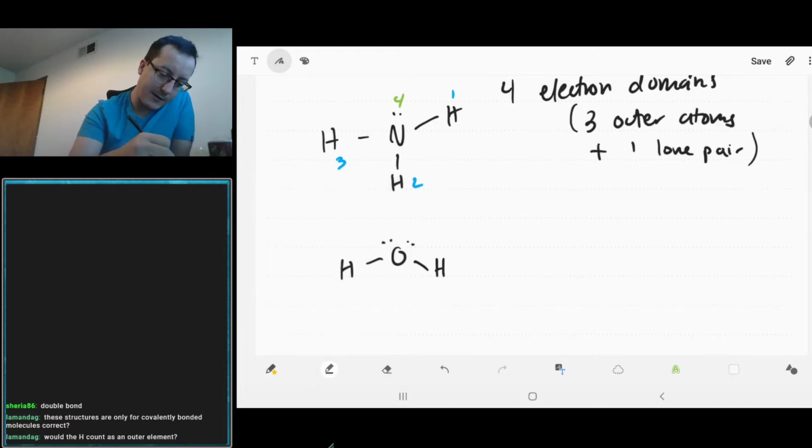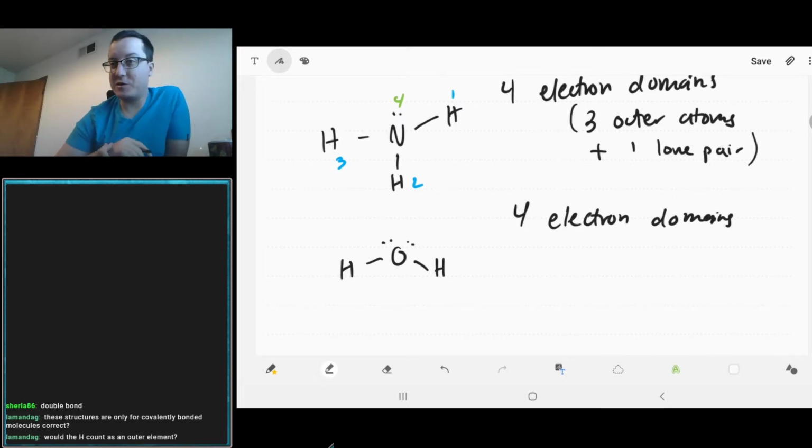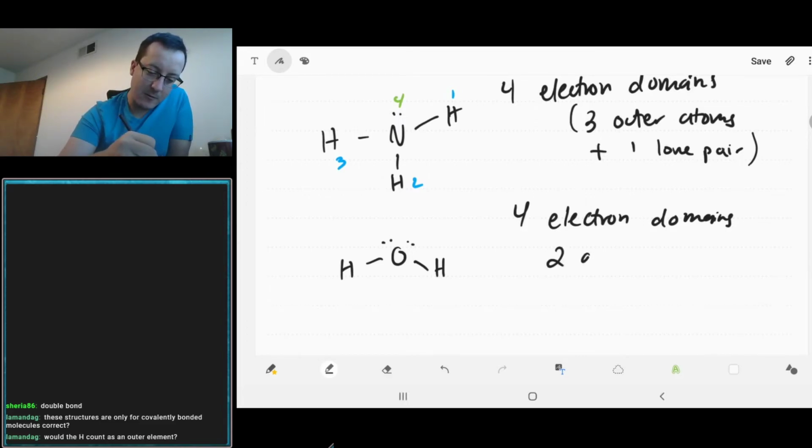Take a look at this. This also has four electron domains. Perhaps you're seeing a pattern. In this case, it's two atoms, two lone pairs.